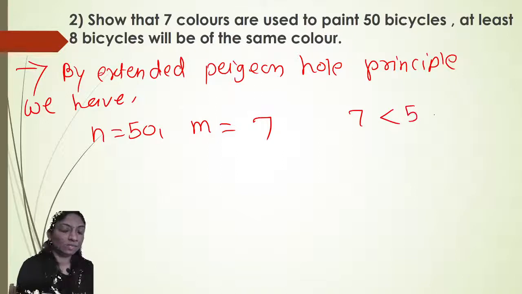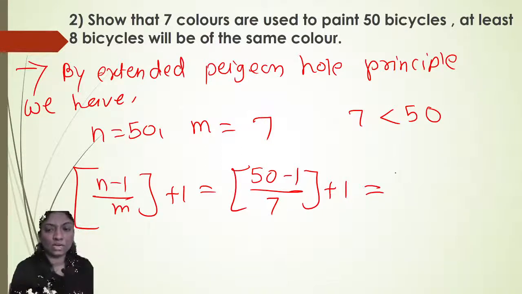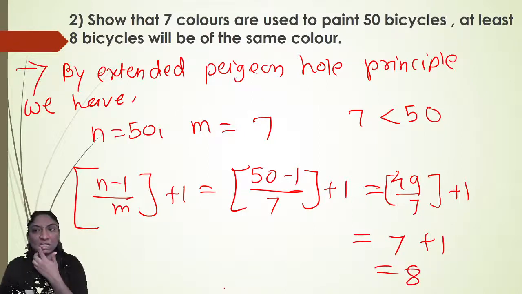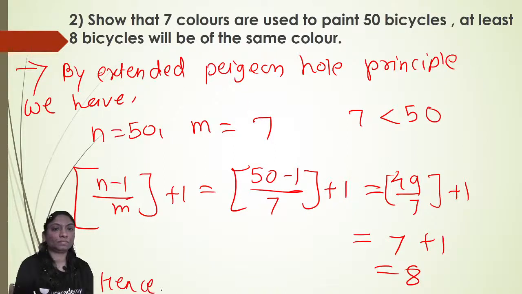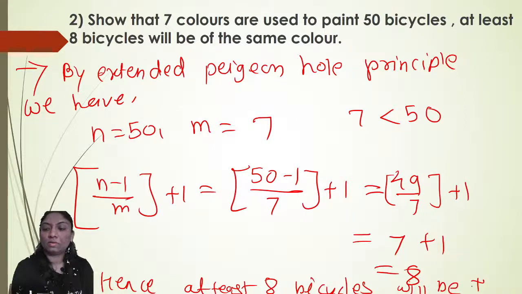So 7 is less than 50. So we can write (n minus 1) by m, plus 1. That is (50 minus 1) by 7, plus 1. 50 minus 1 is 49, and 49 by 7 has integral part 7, plus 1, that is 8. Hence, at least 8 bicycles will be of the same color.